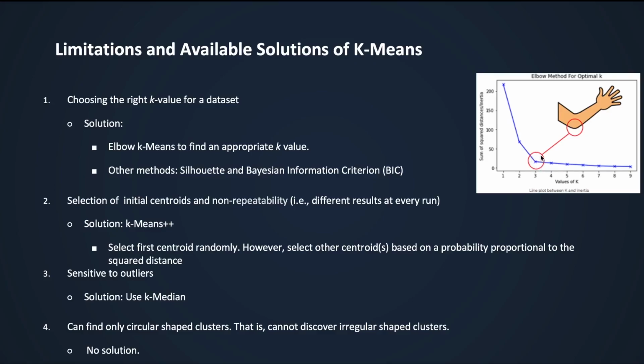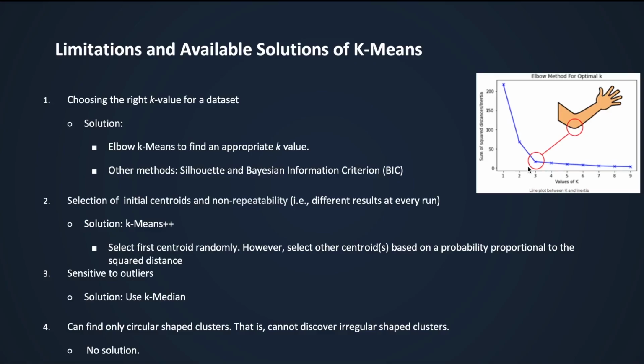Sometimes there will be only one k value or multiple k values at the elbow. If you find multiple k values at the elbow, please try to run at all of those k values and choose the best one yourself. In addition to the elbow method, we also use measures such as the silhouette score and Bayesian information criteria.